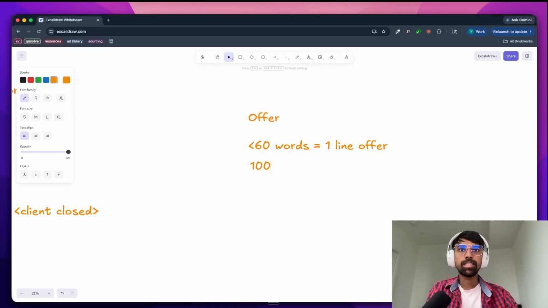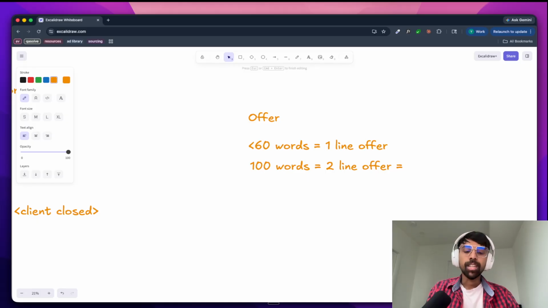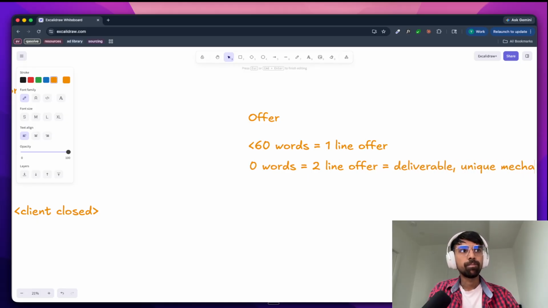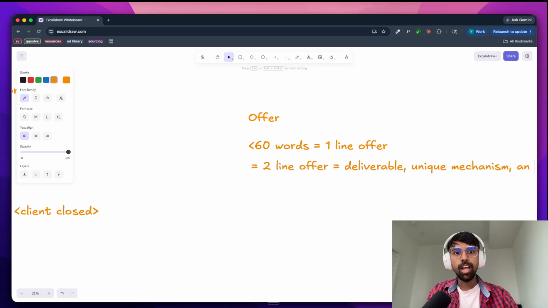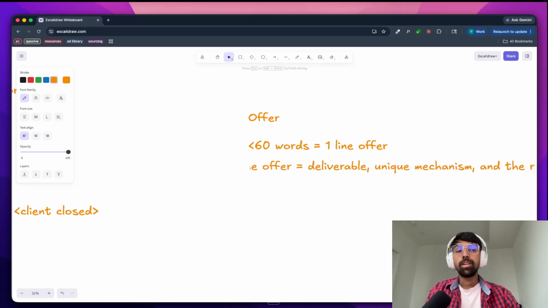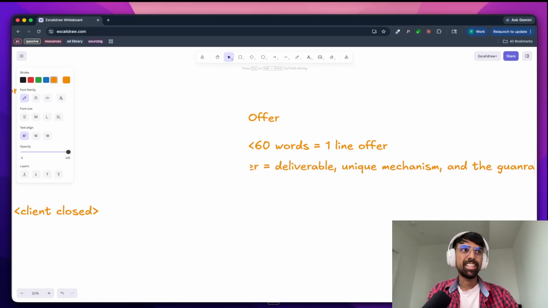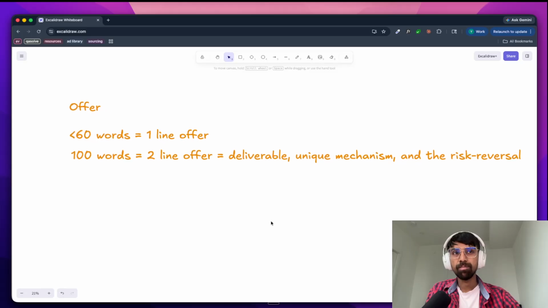If your email is like 100 words or so, you'll need to write at least a 2 line offer, and this may contain all three of these, or two of these, in a little more casual manner, right? So you'll have the deliverable, you'll have the unique mechanism, and you'll have the risk reversal. So guarantee, essentially. Guarantee or risk reversal, both can work depending on your industry, depending on how good your case study is, or stuff like that.